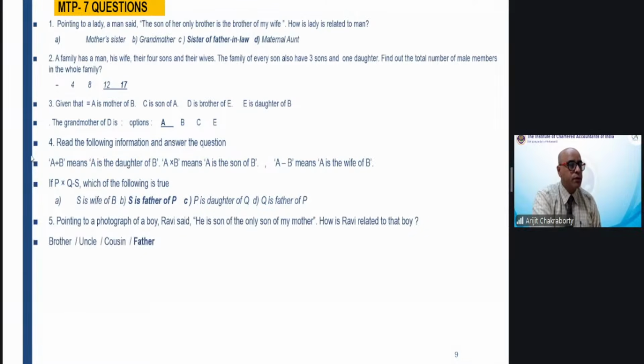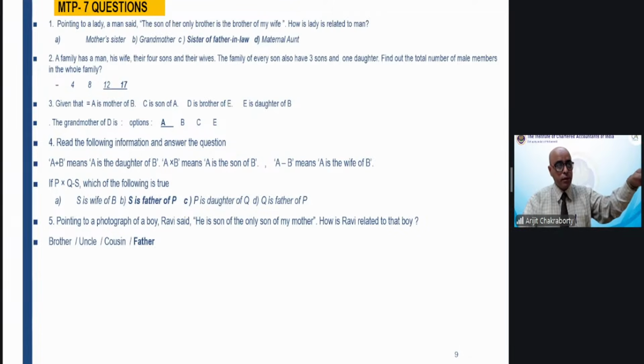We go to the fifth question, pointing to a photograph. A boy said, he is the son of the only son of my mother. Very similar question we did, that Gabbar problem, I think problem number 39A, which we did on Gabbar. So question number 5 of the MTP reads, showing a photo of a boy, Ravi is saying, he is the son of the only son of my mother. My mother's only son. That is me. And the boy is my son.